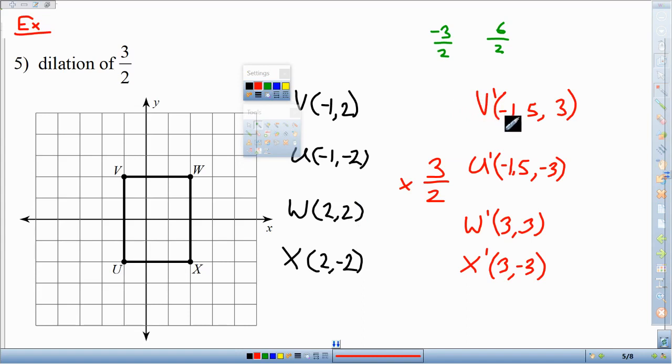So V prime, negative 1.5, positive 3. So to the left 1.5, up 3. V prime. U prime, to the left 1.5, down 3. There's U prime. Okay, W prime, positive 3, positive 3, to the right 3, up 3. Easy enough. And X prime, to the right 3, down 3.